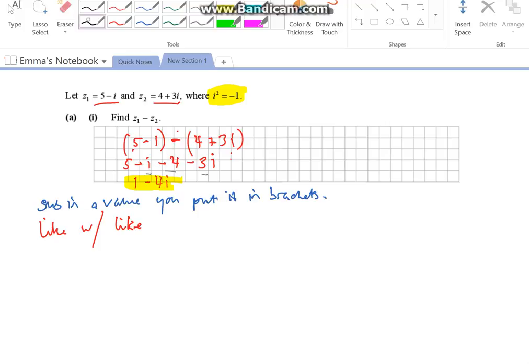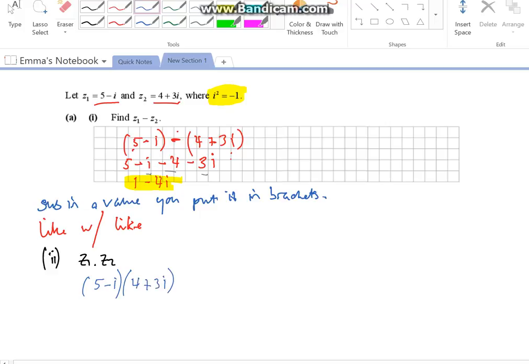What if they ask us to multiply? So we'll do another question here. Part 2 is going to ask us to find Z1 dot Z2. The dot means multiply, and we should know that. Okay, so again, we're subbing in Z1, so we put it in brackets. So 5 minus i, and our bracket for Z2 is 4 plus 3i.